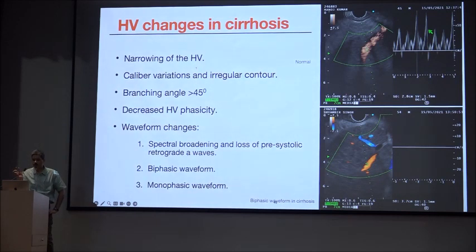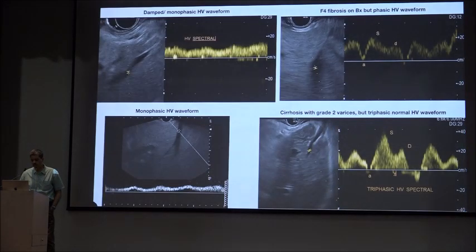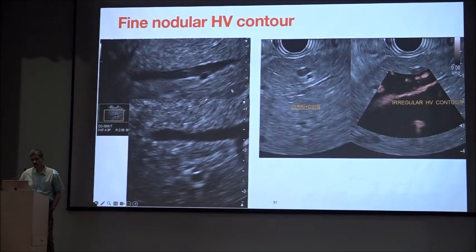The hepatic vein becomes narrow, the caliber variations increase, branching becomes wider, and the spectrum becomes biphasic and then monophasic. And if it is monophasic, the HVPG is more than 15, and it correlates very much with fibrosis. So non-invasively, we have a lot of surrogates for fibrosis and portal hypertension. And these are just some of the cases. Sometimes we pick up these changes unexpectedly.